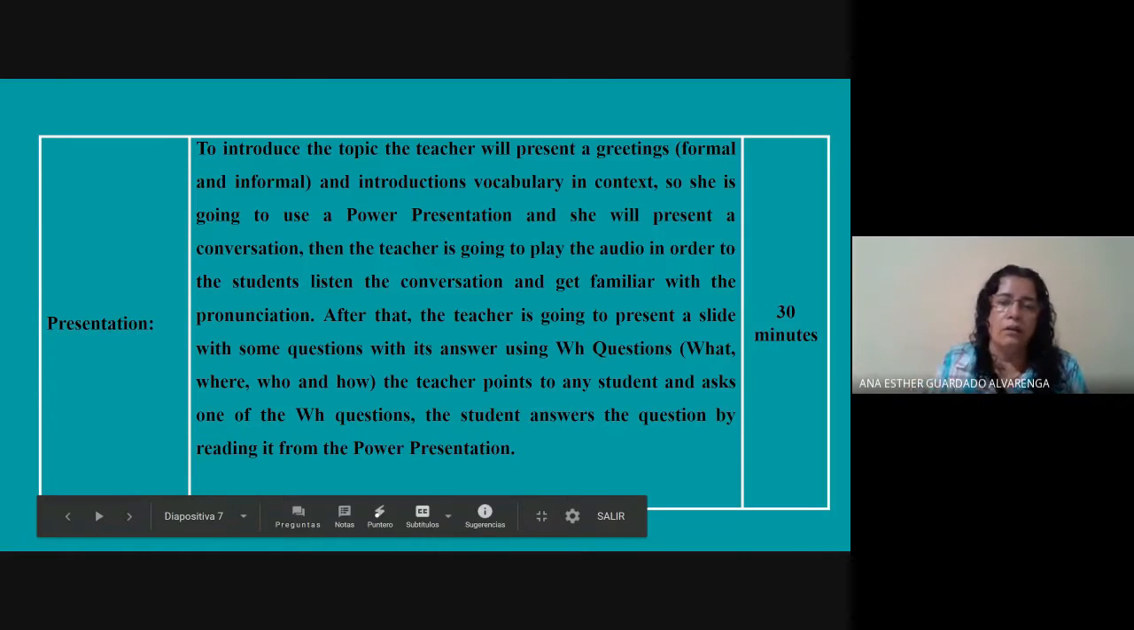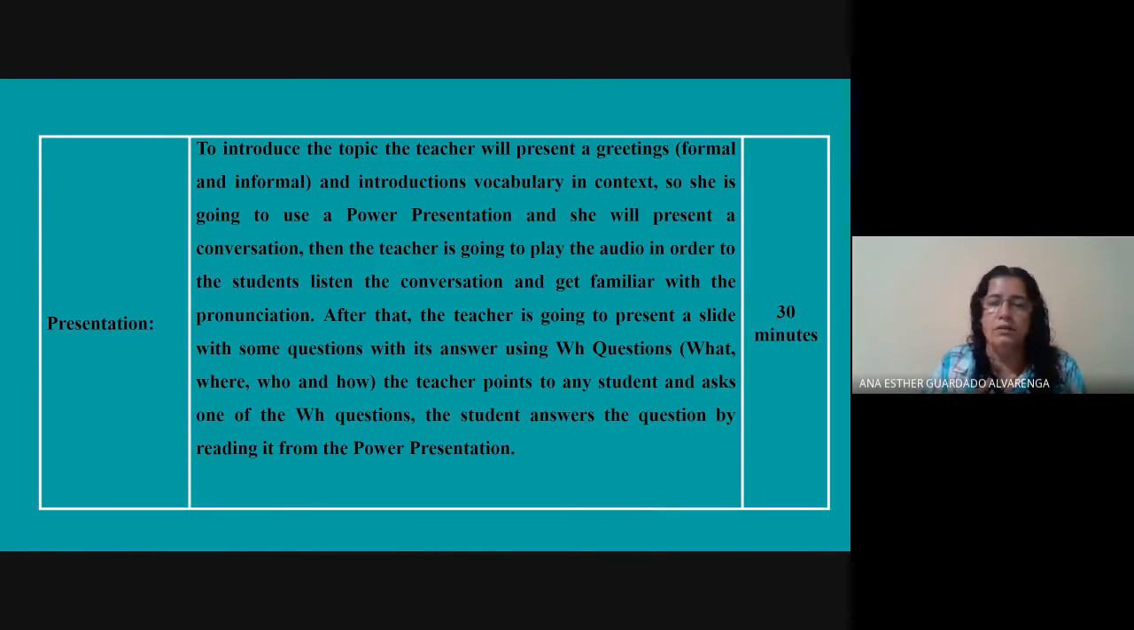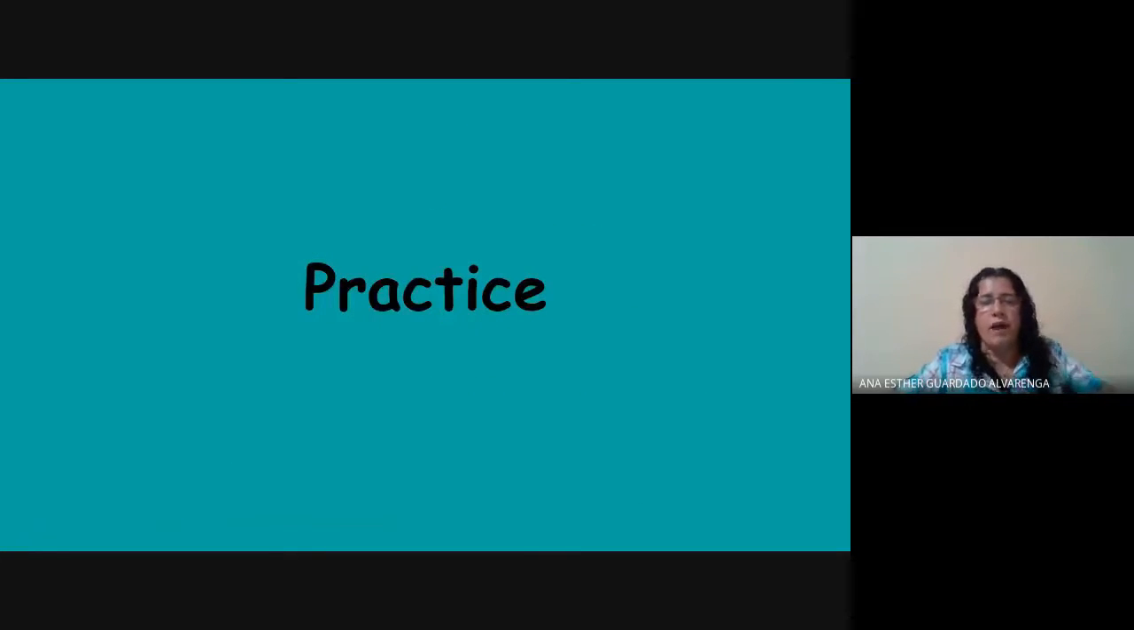Some students are going to read a question. Well, as a teacher, I'm going to ask a question, and the student is going to read the answer that is in the PowerPoint presentation. And here we have the practice. In this part of the lesson plan, the students are going to practice what I already presented to them in the presentation.